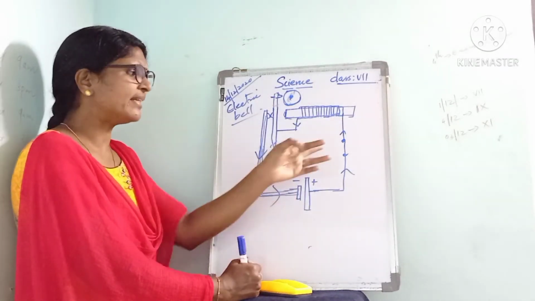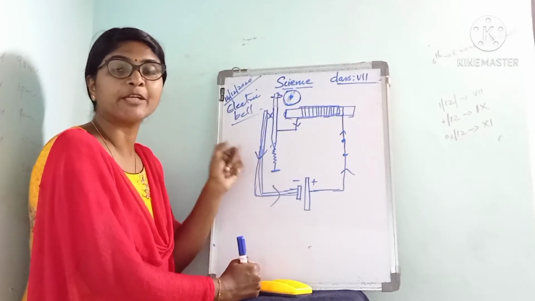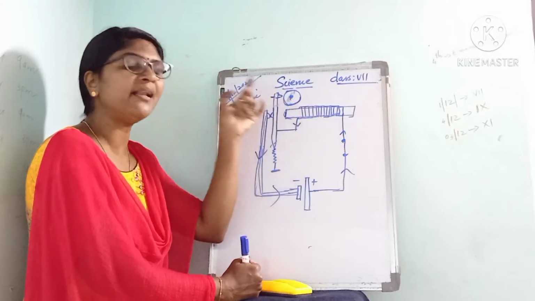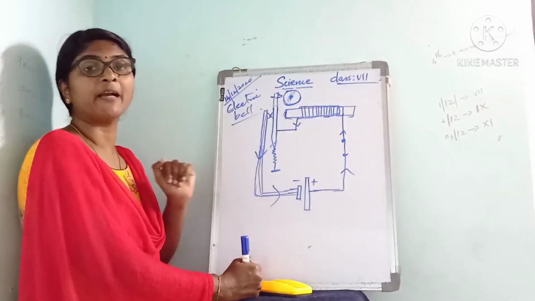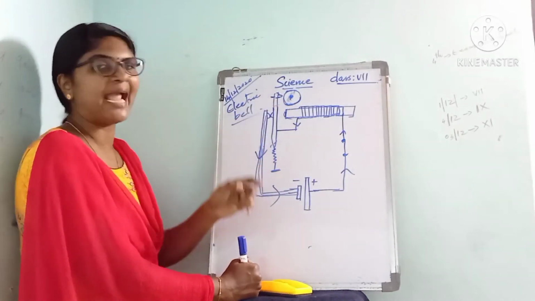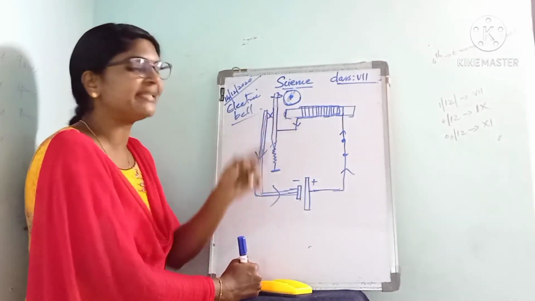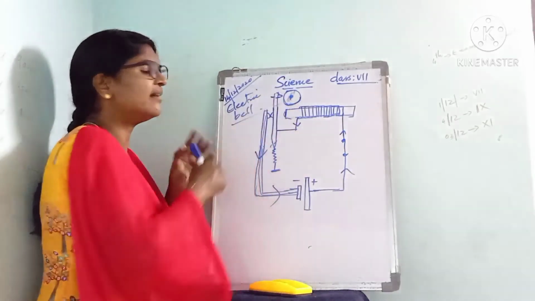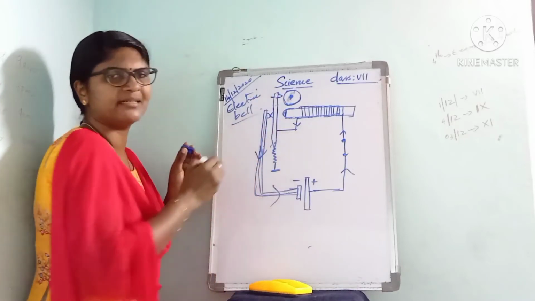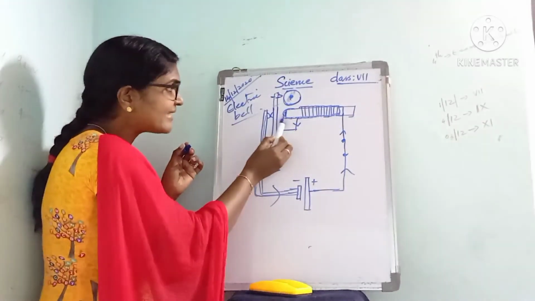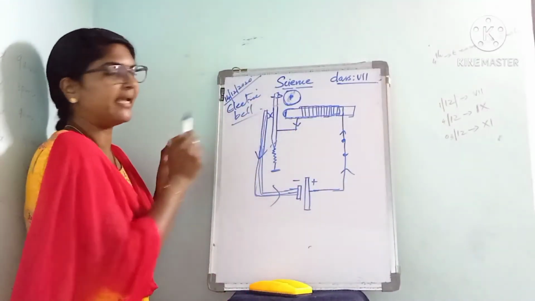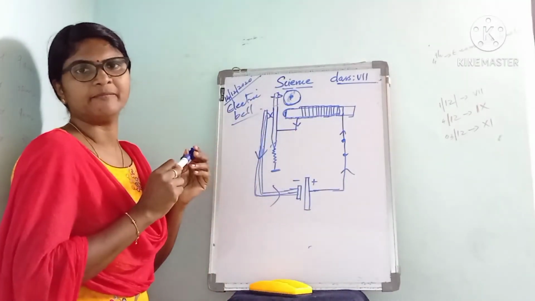Listen. When the switch is pressed, what happens actually? The circuit is completed. At that time the current flows through this wire and the coil becomes an electromagnet. Then this tiny iron hammer is attracted by this electromagnet and strikes the bell. This hammer will strike on this bell.